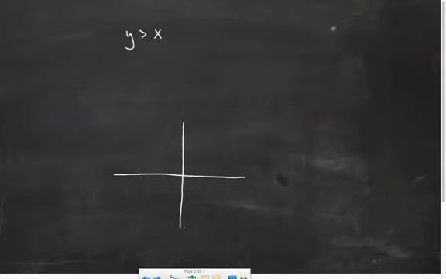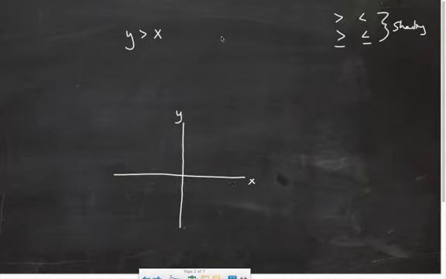It's just a recap on that concept: if you have any of these symbols within your problem, there will be shading involved, whether it's on a number line or on an XY axis. So in this case, we have y is greater than x, which, since there are two variables, is going to be on an XY axis.